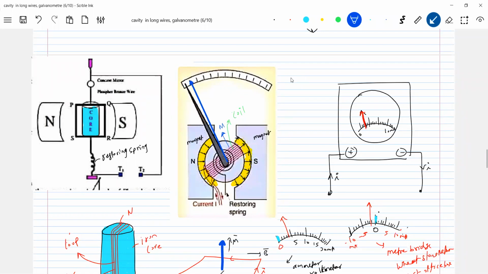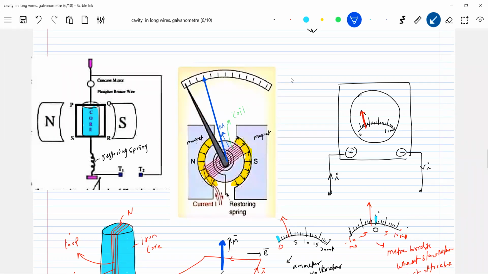Now I'll increase current, 3 milliampere. It has become 0, 1, 2, 3 milliampere. Torque due to dipole moment will increase. The wire will get more twisted, so restoring torque is set up. Again, at this particular point, torque due to dipole moment is balanced by the restoring torque due to the spring. As long as current is flowing, it will be there only.